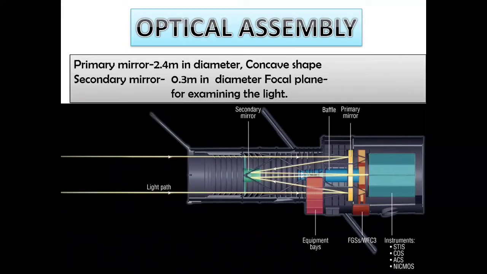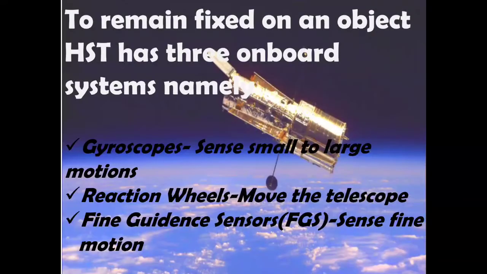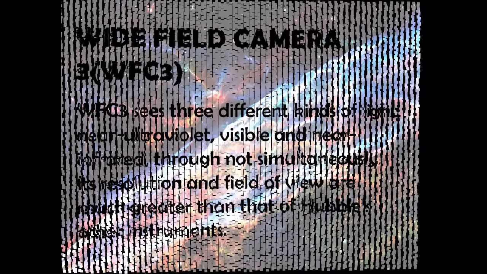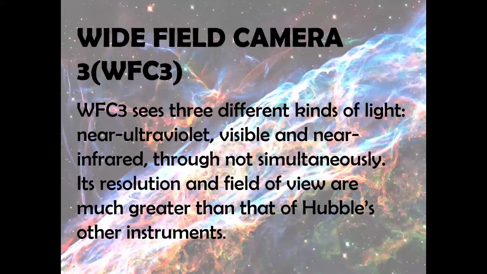Now, coming to the optical assembly, it mainly consists of two mirrors, namely the primary mirror and the secondary mirror. The primary mirror collects light from the astronomical target and reflects it to the secondary mirror, located in the optical tube. To remain fixed on an object, HST has 3 onboard systems. Firstly, gyroscopes, secondly, reaction wheels, and thirdly, fine guidance sensors. Gyroscopes sense small to large motions, reaction wheels are for the movement of the telescope, and fine guidance sensors help in sensing fine motion.